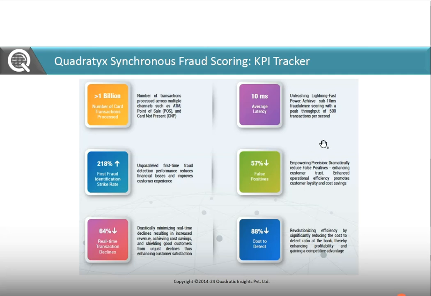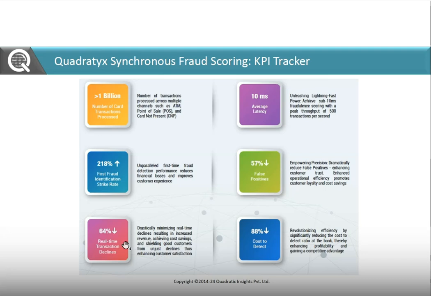Multiple KPIs are maintained by the system as it runs. These KPIs, in fact, are looked at on a daily basis by the system. So these are number of card transactions processed, first fraud, how many times the fraud has been identified the first time it occurs. And that is significantly improved because of Quadratyx system. 218% increase in first fraud identification strike rate.